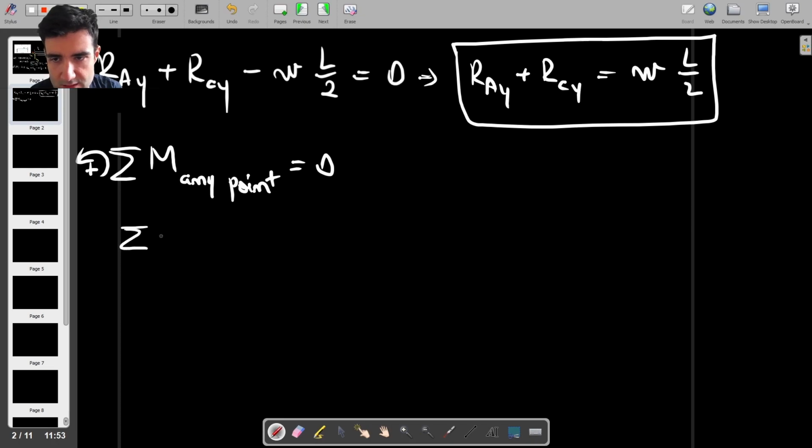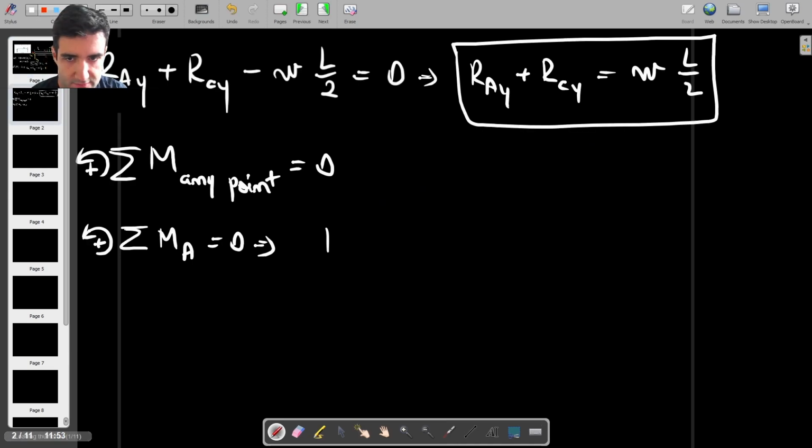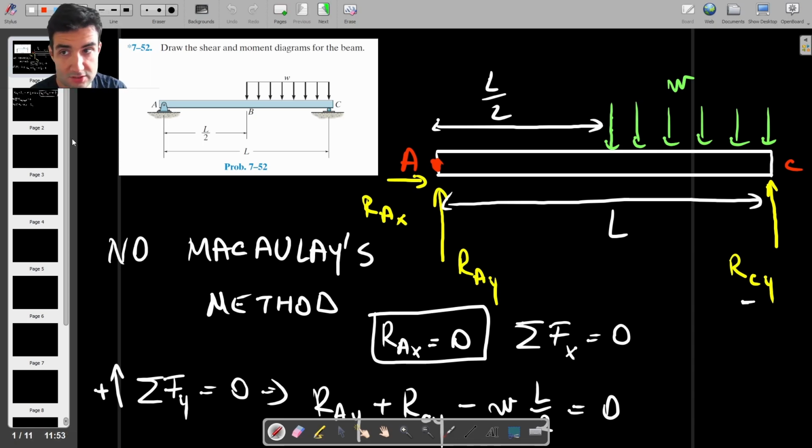I'm going to say the sum of moments about A is going to be equal to 0, and of course counterclockwise is going to be positive. So about point A we have two moments. We have the moment due to RCY, which is counterclockwise. So we have RCY multiplied by the moment arm, which is L.